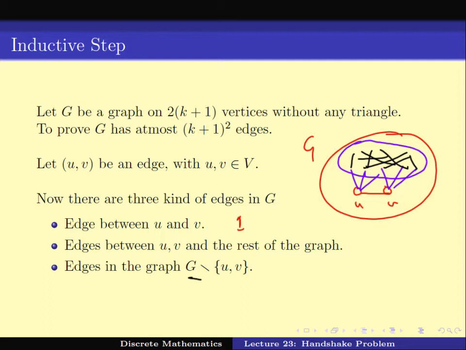By this notation I mean that I take the graph, I remove the vertices u and v and all the edges connecting to u and v. So I get the rest of the graph. So any graph can be split up in these ways: the edge between u and v, the edges between u, v and the rest of the graph, and the edges in the graph G minus {v, u}.